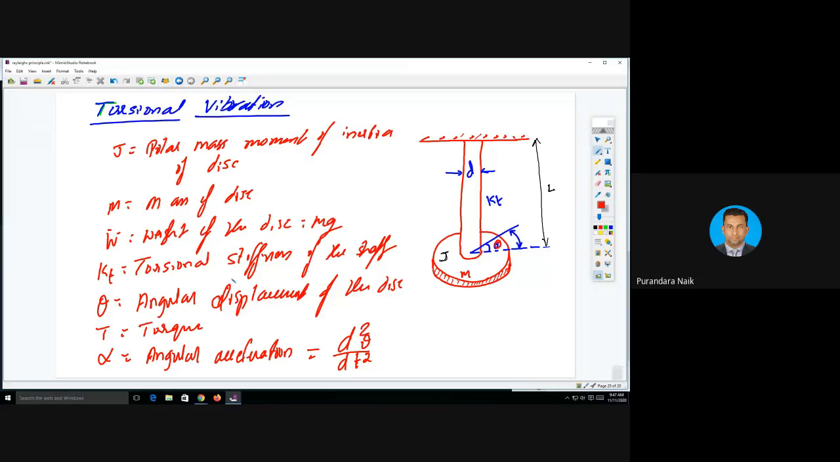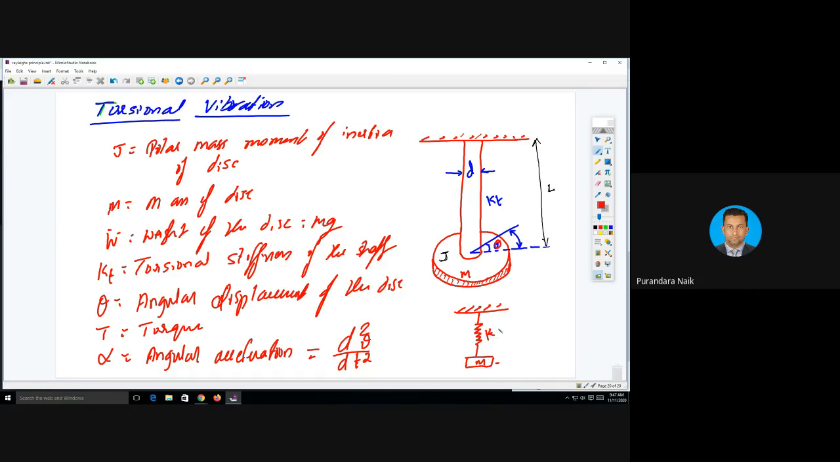I hope you finished. I'm going to compare this torsional disk with a spring mass system. This disk has a polar mass moment of inertia J, a mass of m, and the weight is W, which is mg, and kT is the torsional stiffness. Here in the spring mass system, we have a spring and a mass m. The shaft indicates the spring.